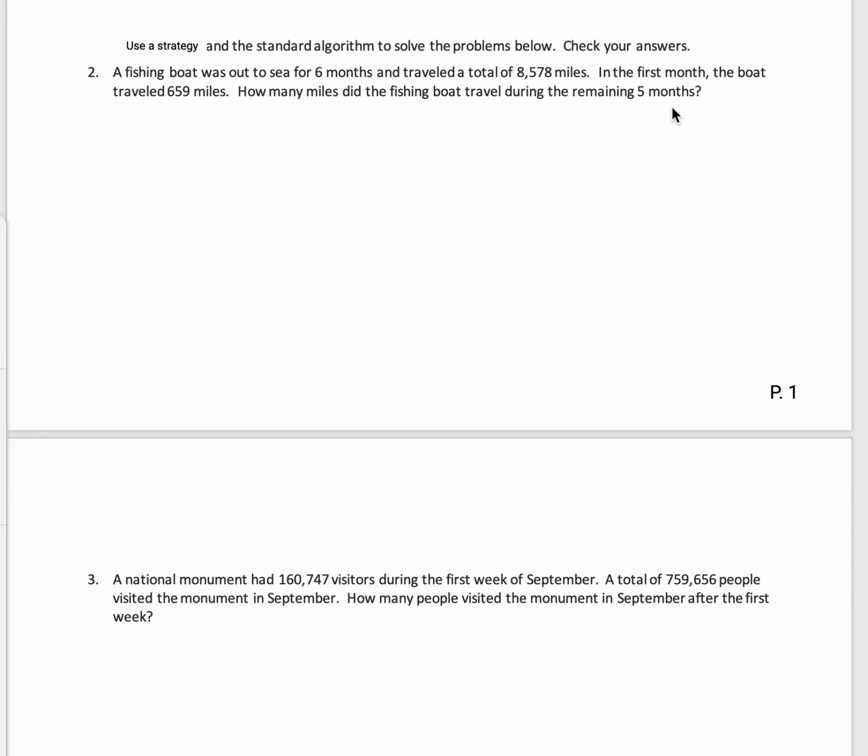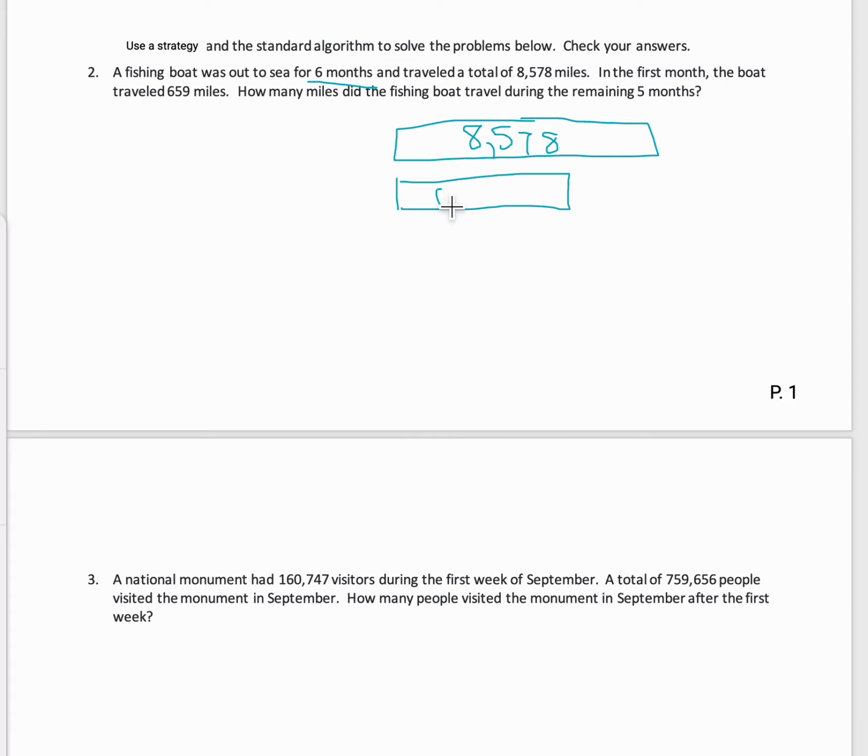So this is what this looks like, just as a visual, okay? The total amount traveled was 8,578, right? So if I place that, they gave us that at the beginning of our question, right? The total of 6 months. So if this is the total, they then give us how much is in the first month. Well, we notice 659, that's a smaller value, right?